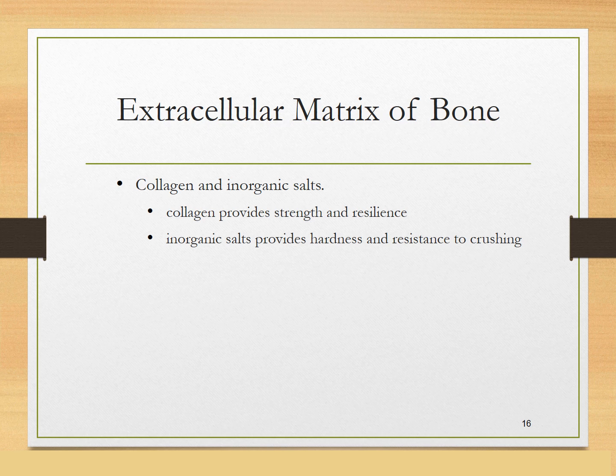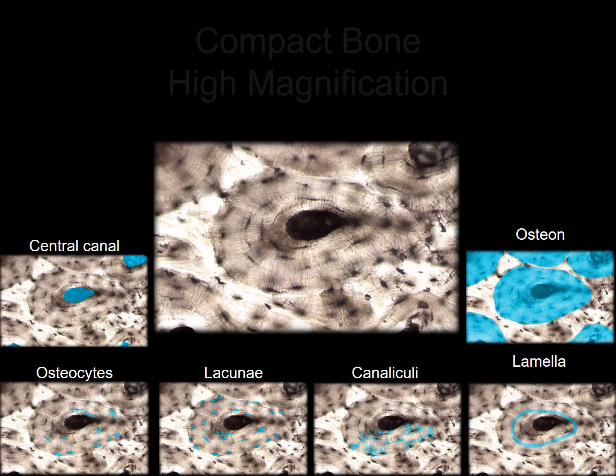Let's look at the extracellular matrix of bone. It consists of organic and inorganic components. The organic component is collagen, and collagen helps provide strength and resilience. The inorganic salts provide hardness and resistance to crushing.